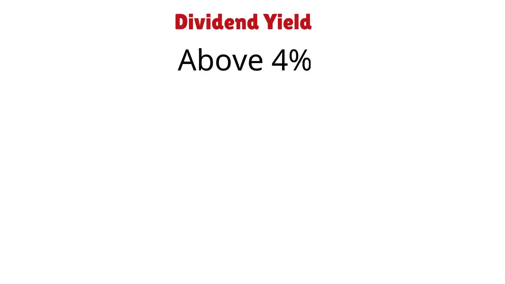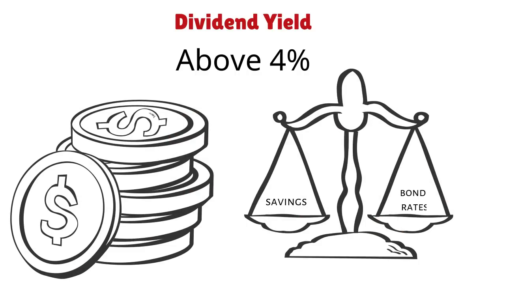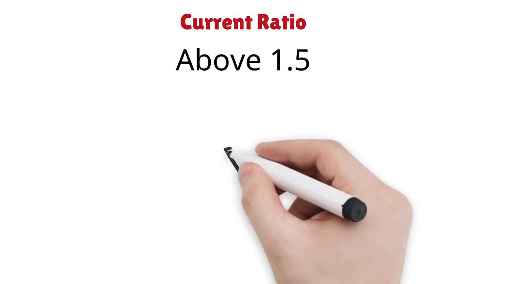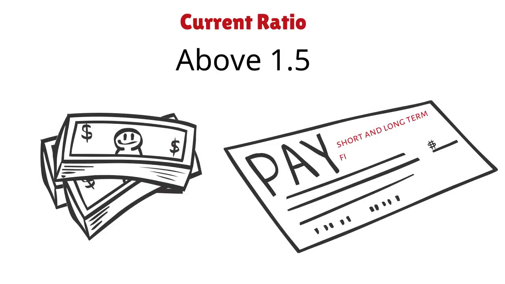6. Dividend yield, above 4%. This target yield depends on the financial climate at the time. Investors should draw comparisons with savings and bond rates to gauge the attractiveness of the return. 7. Current ratio, above 1.5. This liquidity ratio measures a company's ability to meet short and long-term financial obligations.